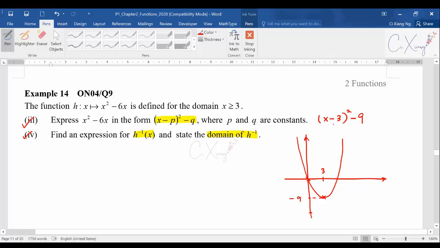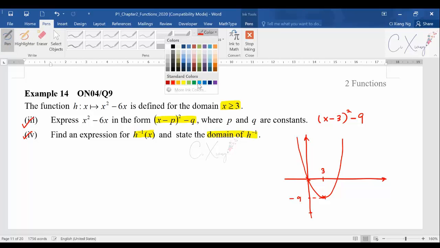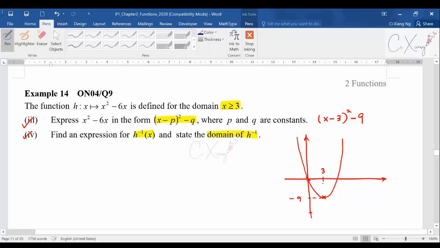Okay, so they want us to find the inverse function, but this U-shape is not an inverse function, right? So you have to look at the domain. What is the domain that they give you here? X greater equals to 3. So x greater equals to 3 means that they only want you to consider from this point, this part of the graph. Okay, so this is the domain that they give you. So your graph will finally be something like this only.